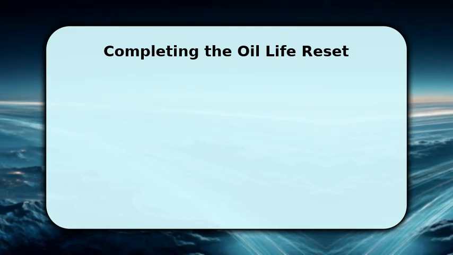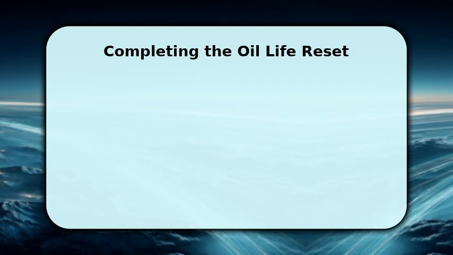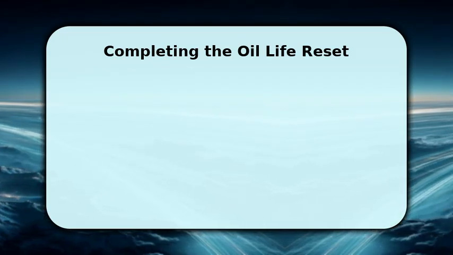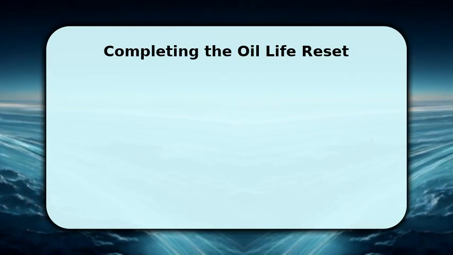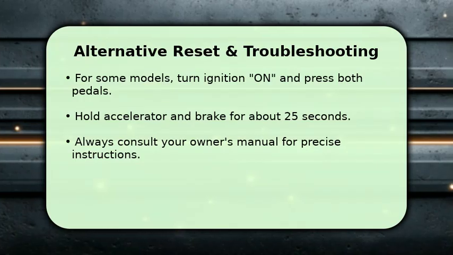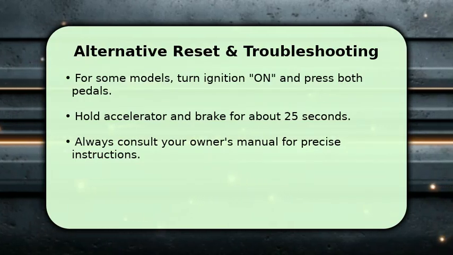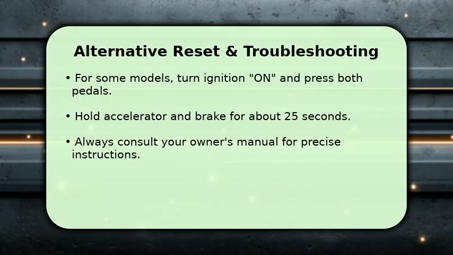To finalize the process and confirm the reset, turn your vehicle's ignition completely off, then restart the engine. The oil change light should now be off. If the menu method doesn't work for your specific Ford Taurus model, there's an alternative.